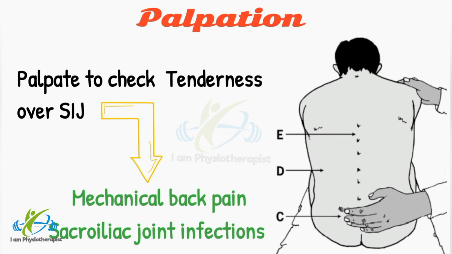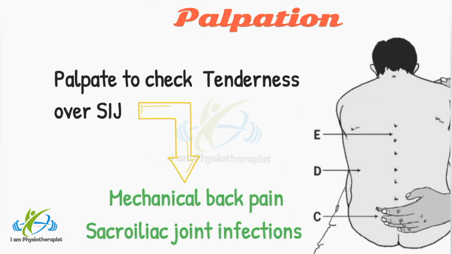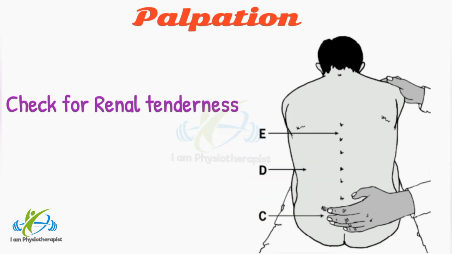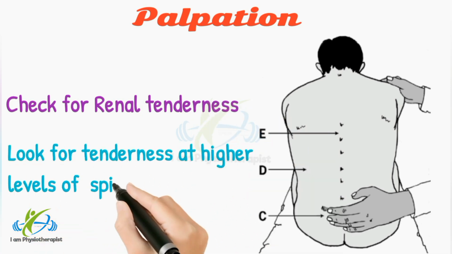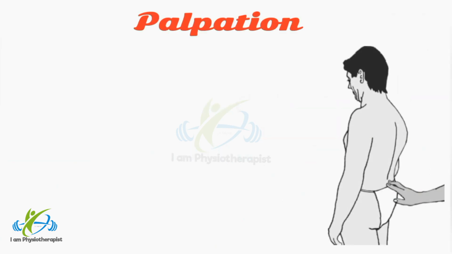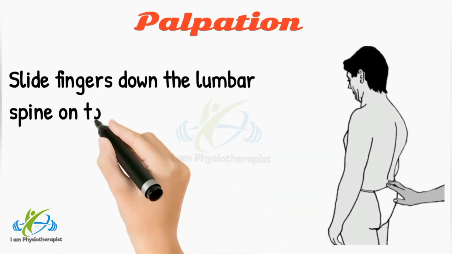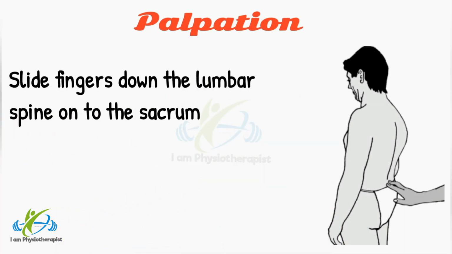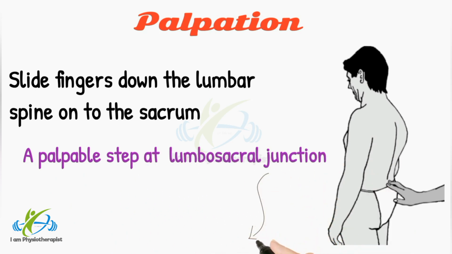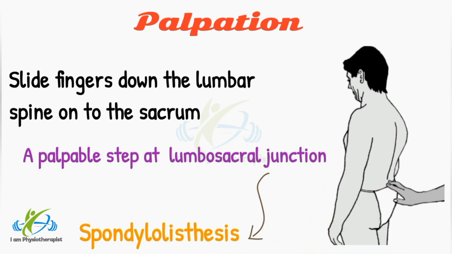If tenderness is present, then re-examine the patient in prone position. Check for renal tenderness as shown in point D. Also look for tenderness at higher levels of the spine as shown in point E. With the patient standing, slide the fingers down the lumbar spine onto the sacrum. A palpable step at the lumbosacral junction is a feature of spondylolisthesis.